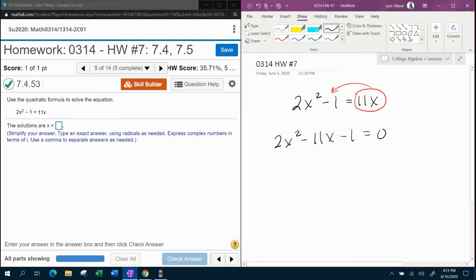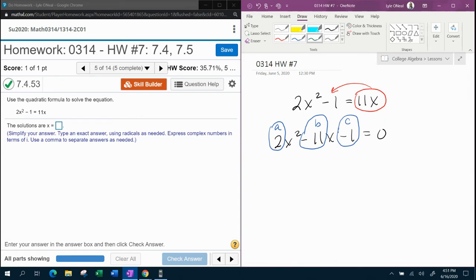Now that it's equal to 0 and it's in descending order, I can now see the value of A is 2. The value of B is negative 11. And the value of C is negative 1.